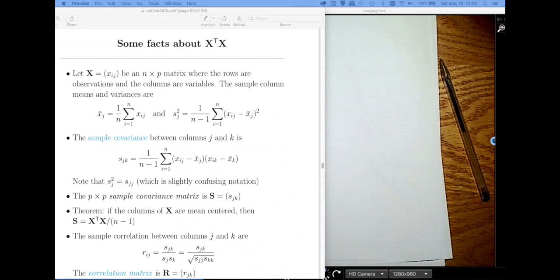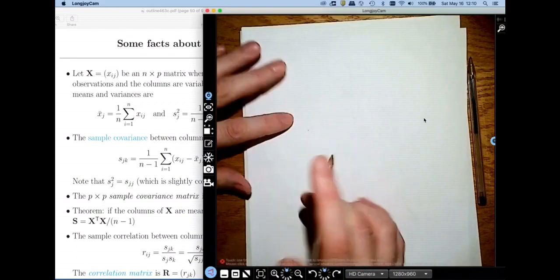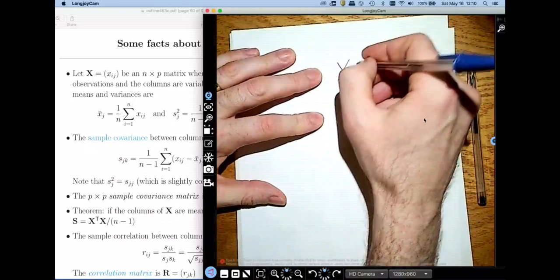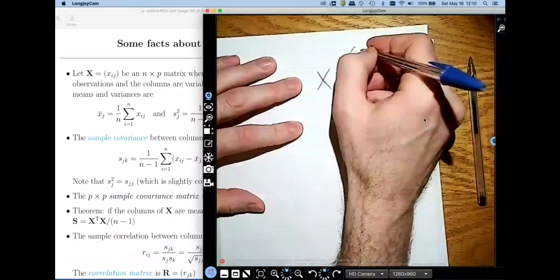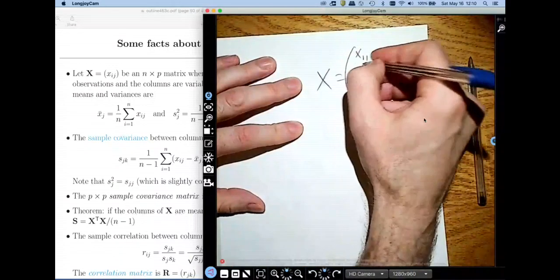Well, on this slide, I've summarized some basic facts about covariances and correlations. I might reference my basic stats lecture on this if you want to watch that. You can get that video as well. But let's say I've got an n by p matrix X. So let's just go draw it. So here's my X. So it's the same matrix we've seen 100 times in here.